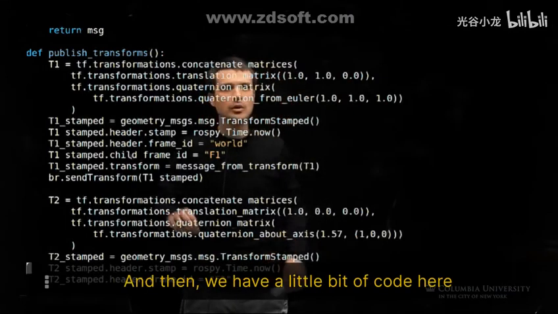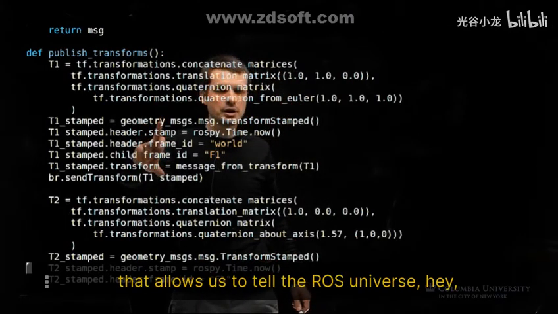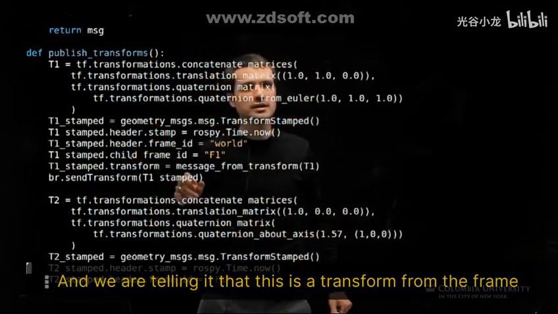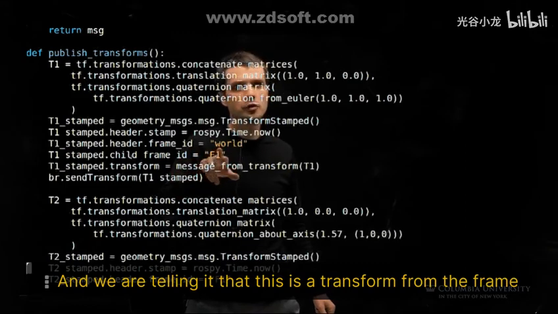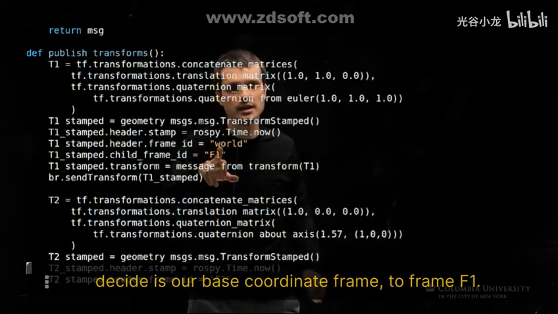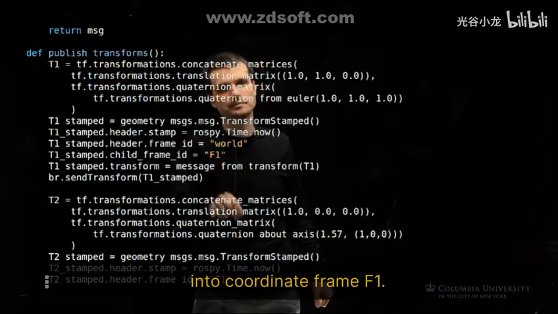And then we have a little bit of code here that allows us to tell the ROS universe, hey, who is this transform between? And we are telling it that this is a transform from the frame world, which we, by convention here, decide is our base coordinate frame, to frame F1. So T1 is the transform from the world coordinate frame into coordinate frame F1.